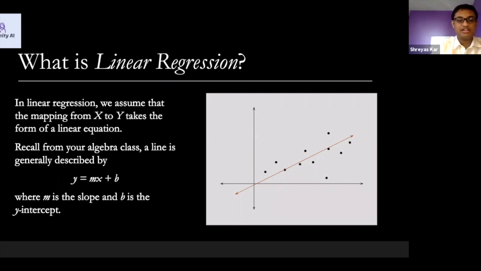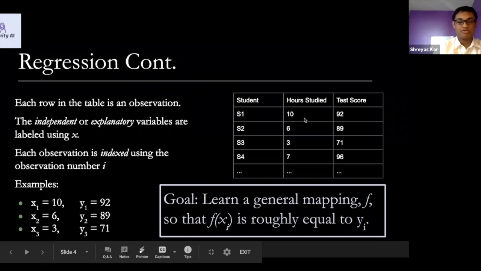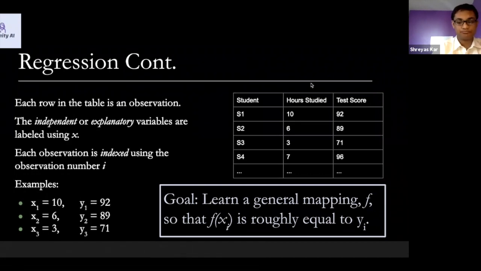And linear regression is a very powerful technique. But there are two types of linear regression. One is simple linear regression, and the other is multiple linear regression. Simple linear regression is essentially linear regression when you have exactly one input. So if you're trying to predict the test score based upon the number of hours studied, that would be simple linear regression because you have one input.